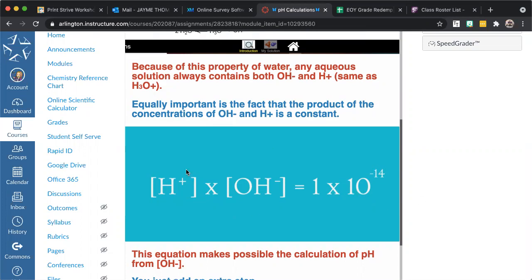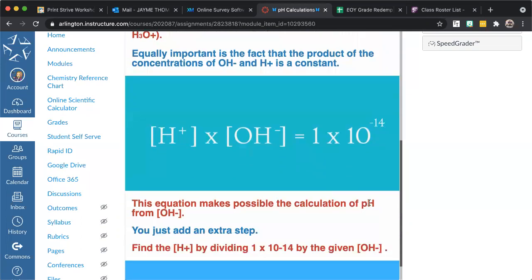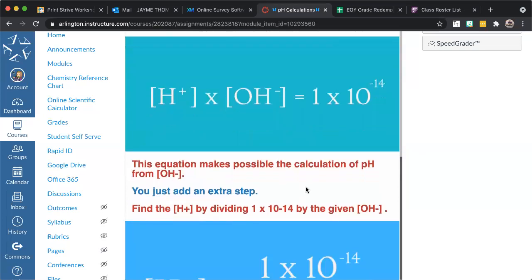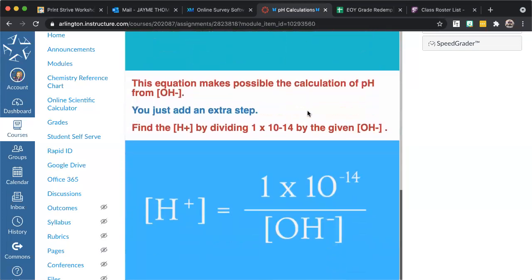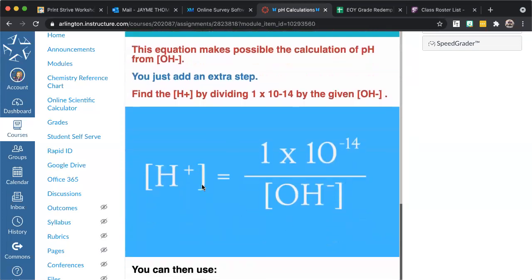So we can use the fact that these two things always multiply and equal this number to calculate pH if we're given the hydroxide ion concentration. It's just one extra step compared to what we were doing. So if you're given a hydroxide ion concentration, what you'll do is you'll use this equation right here, but you'll rearrange it so that it looks like this. Because we need to find the hydrogen ion concentration, because that's the number that we need to plug in to calculate pH from our first equation.